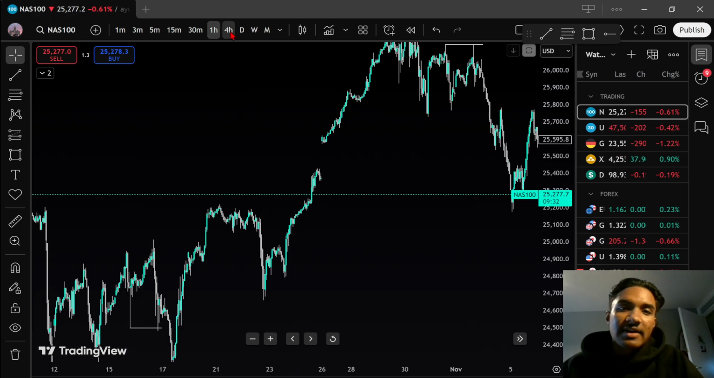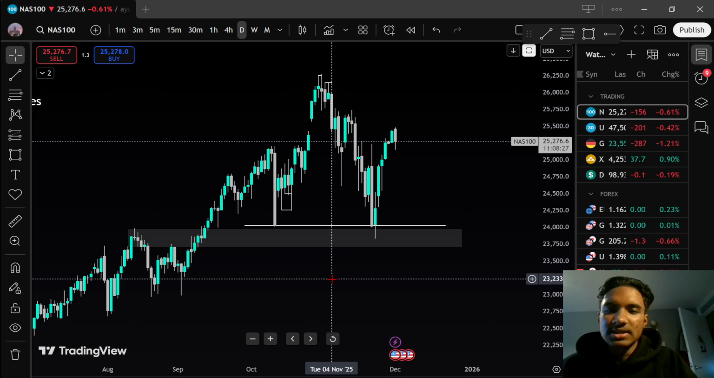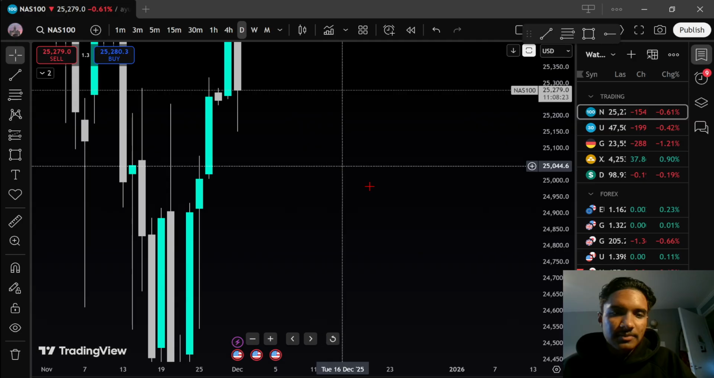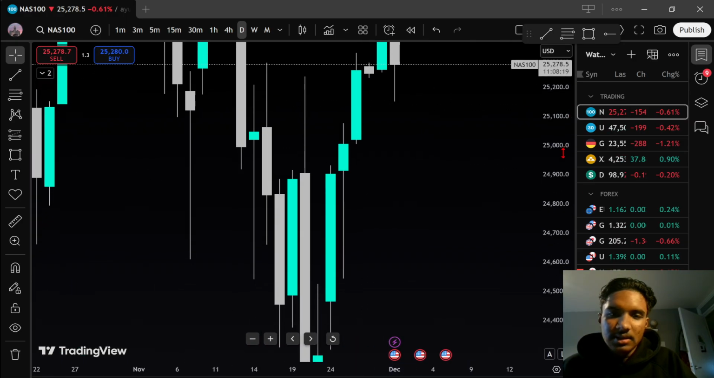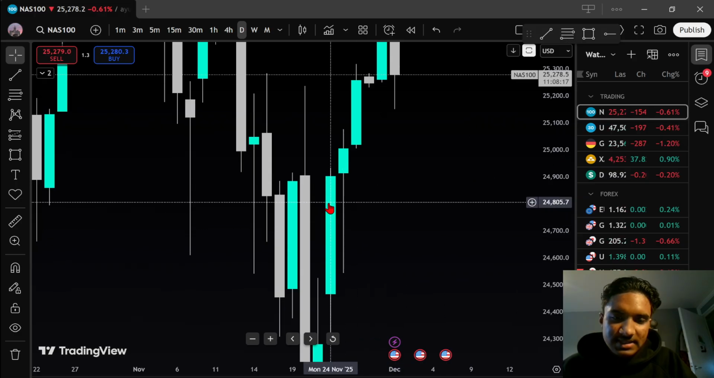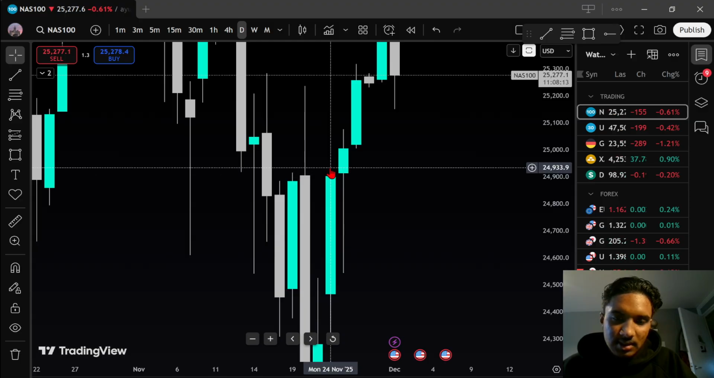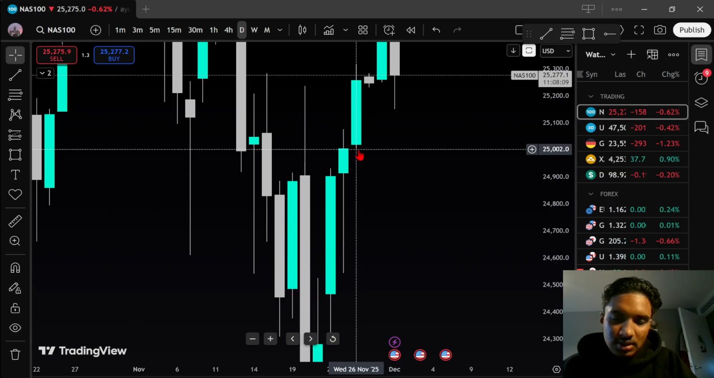Second way is through fair value gaps. I like this one. Fair value gap is literally just a gap. Okay, look, let me show you. It's a 3 candle formation. Wow, there's actually a lot here. So you can see the first candle, the wick doesn't go above the body, right? And then the third candle, the wick doesn't go below the body.